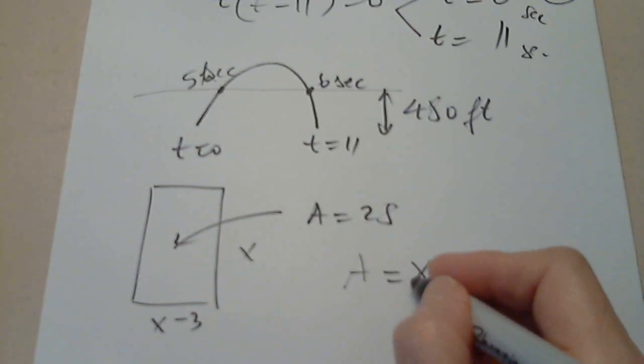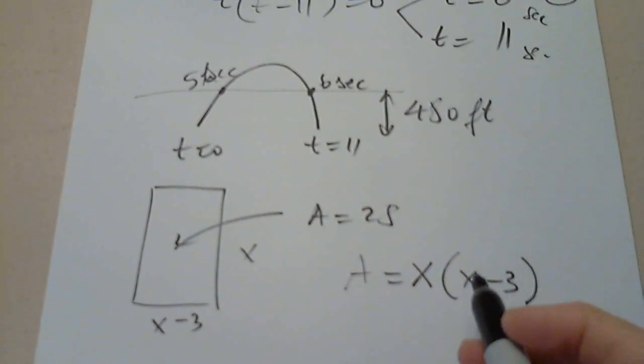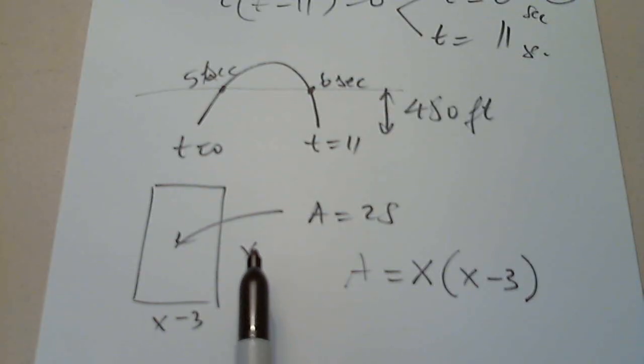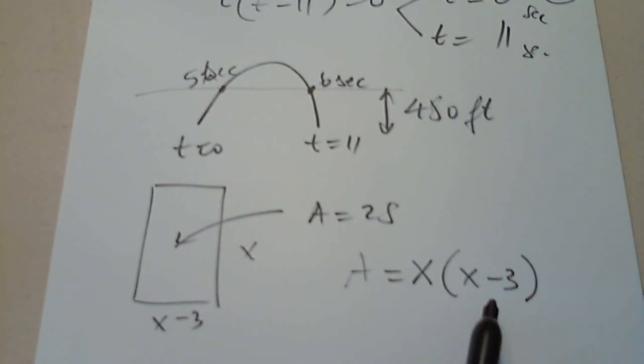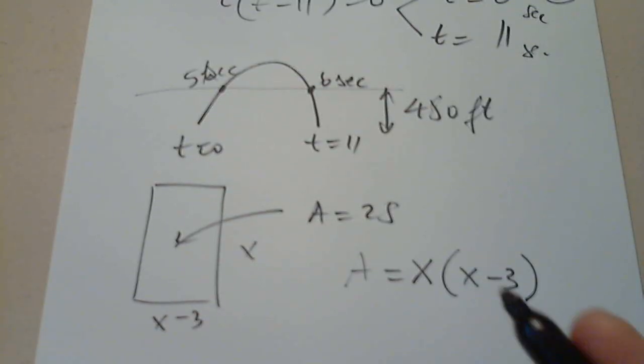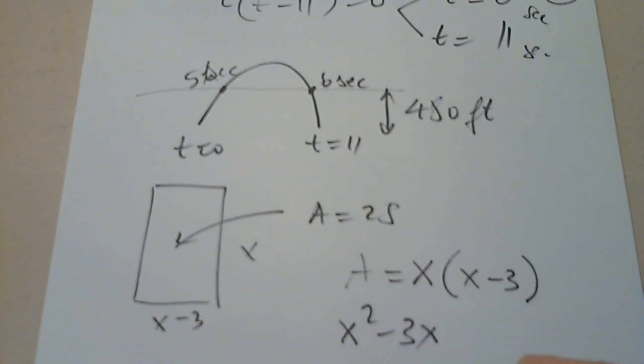So x times x minus 3. If you do not put parentheses, you're not multiplying this by this. We are only multiplying x by x. So you must have parentheses. So this is the same as x squared minus 3x. And they are telling us that the area is 28.